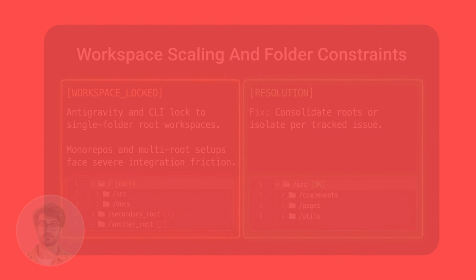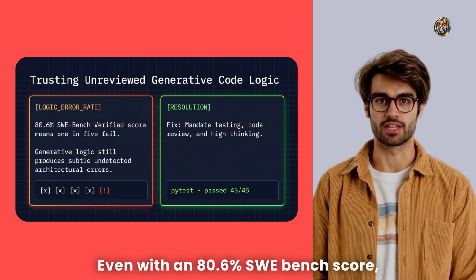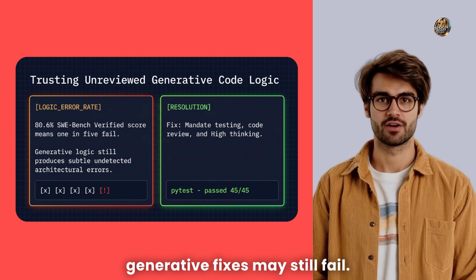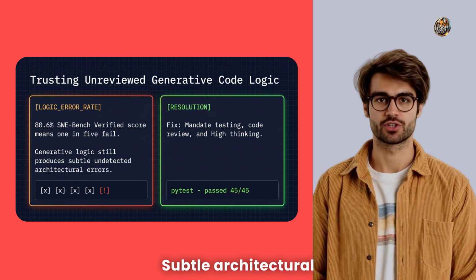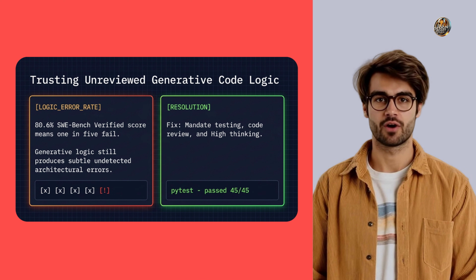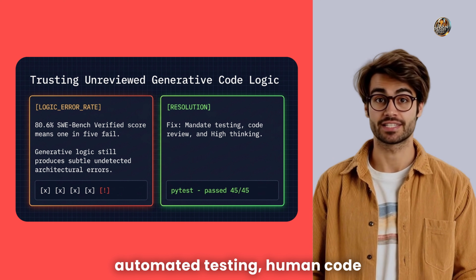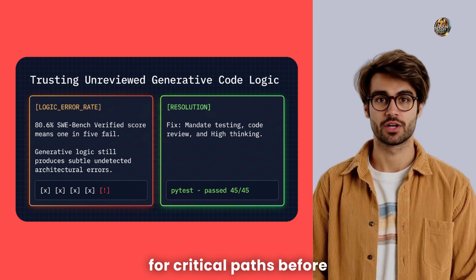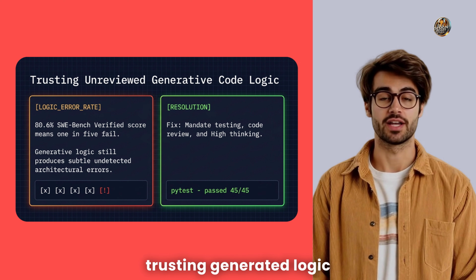Even with an 80.6% SWE bench score, roughly 1 in 5 generative fixes may still fail. Subtle architectural errors can slip through. Organizations should mandate automated testing, human code review, and high thinking depth for critical paths before trusting generated logic in production environments.